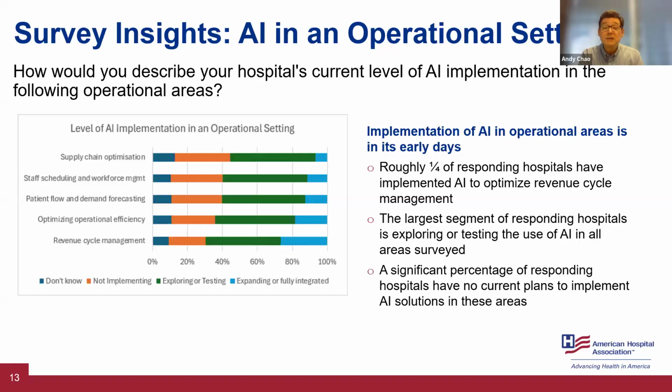Revenue cycle management, things like automated coding, claims management, and fraud detection are being used by about a quarter of the responding hospitals. That's the highest rate. Patient forecasting, workforce management, supply chain deployments are currently being used by about 10% or less in responding hospitals. So certainly an adoption curve that people are moving up.